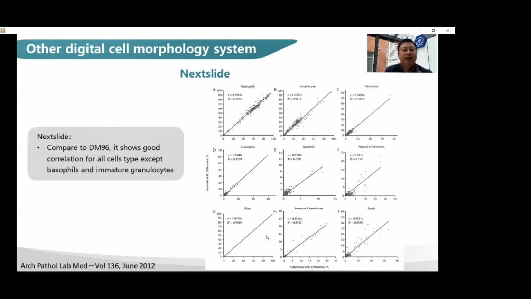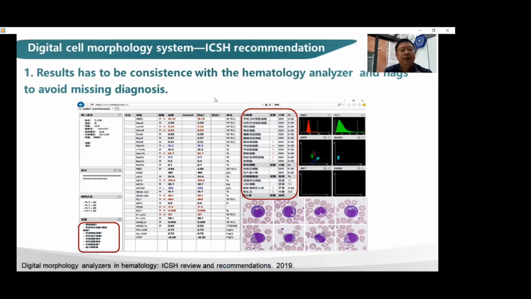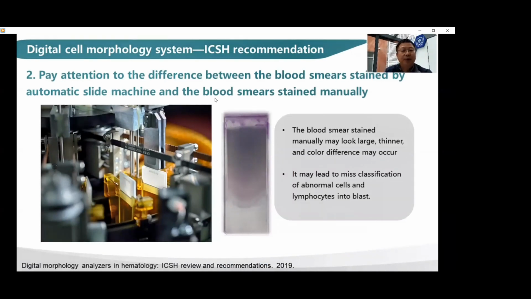You can see that compared with DM96, it shows good correlation for all cell types, except basophils and immature granulocytes. Let's also take a look at the ICSH recommendation. According to the recommendation, we can see the result has to be consistent with the hematology analyzer and the flags to avoid missed diagnosis. And especially from this table, we can see that the digital morphology analyzer in hematology is being recommended by the ICSH review and recommendation in 2019.